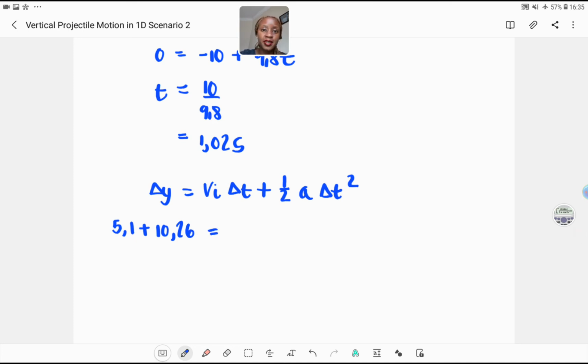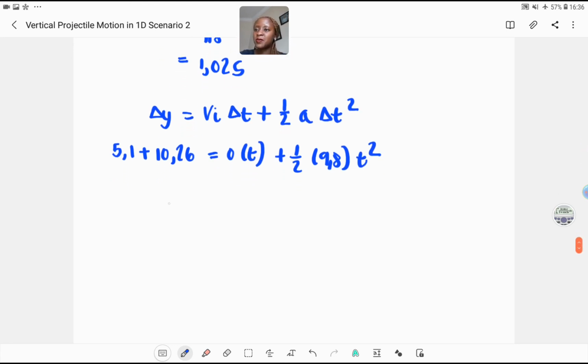My initial velocity is 0. Okay, and then I have the gravitational acceleration, and I'm looking for time. All right, so t squared is 10 plus 5, that is 15.36, all divided by half of 9.8.